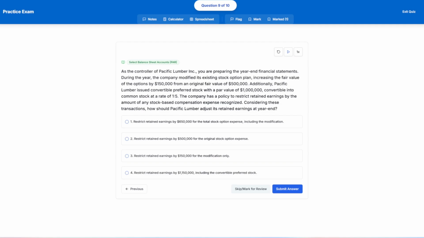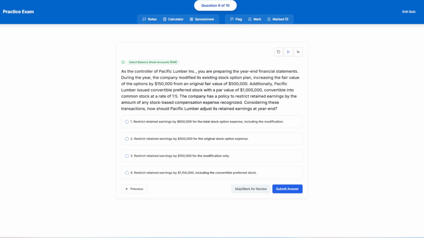Now let's systematically analyze each option. Option 1 suggests restricting retained earnings by $650,000 for the total stock option expense, including the modification. This option might seem like it's jumping the gun, but actually, it's the right approach. ASC 718 requires recognizing the full $650,000 as compensation expense, which Pacific Lumber's policy then restricts in retained earnings.